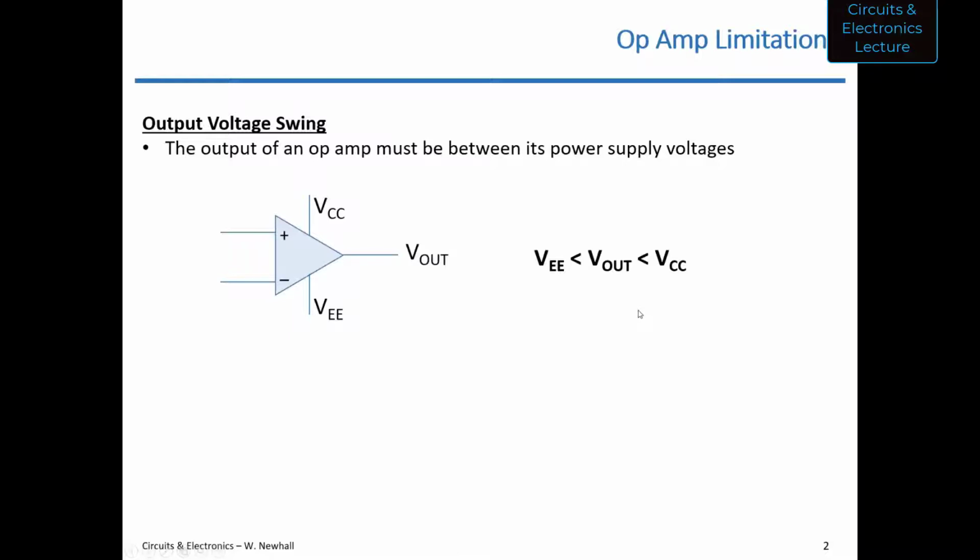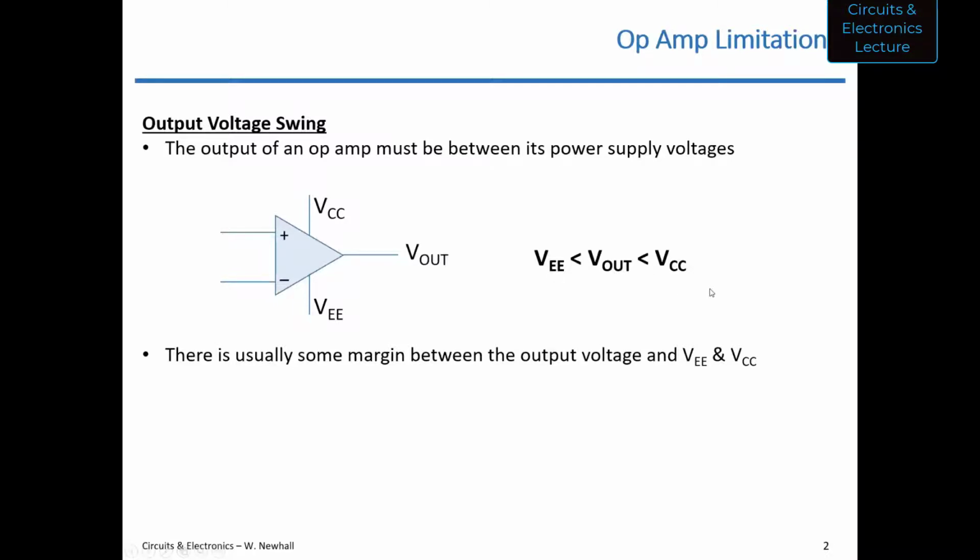There's usually some margin between the output voltage and VEE and VCC. In other words, I mentioned minus 10 volts for VEE and plus 10 volts for VCC. If I have a really cheap, low-cost, old op-amp, I might only be able to get maybe within a volt of VCC. So maybe I can only go up to 9 volts with V out, maybe only down to -9 volts.